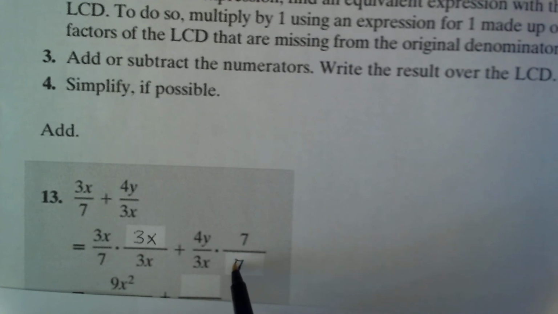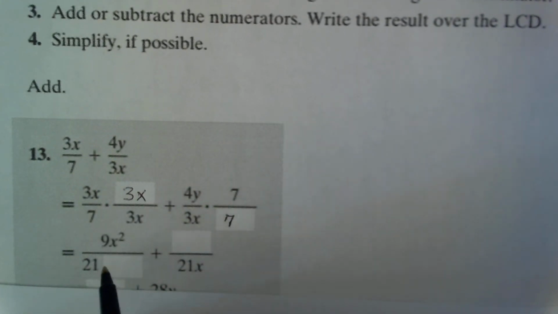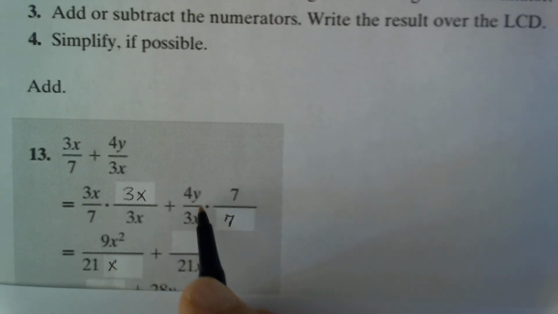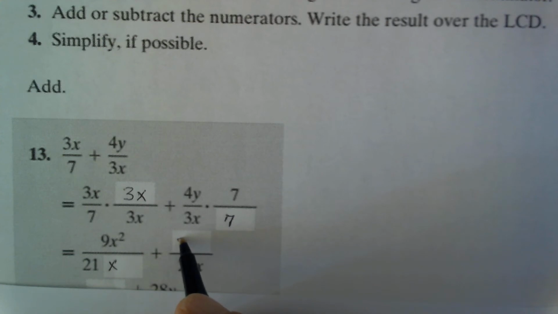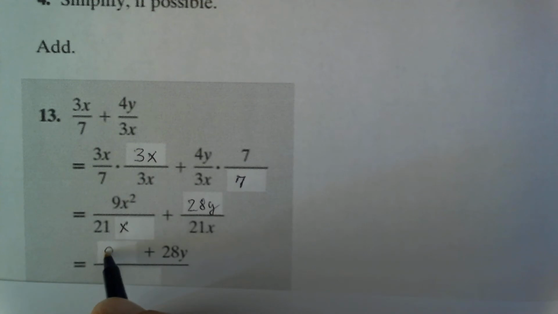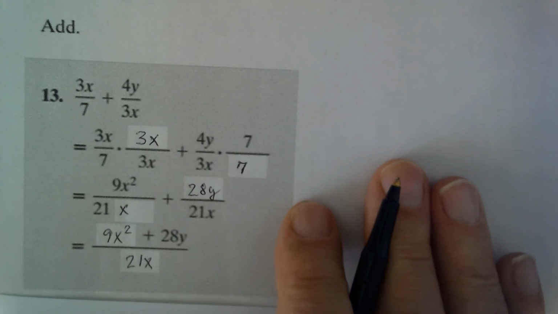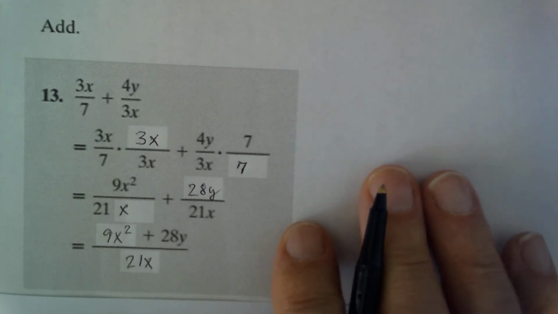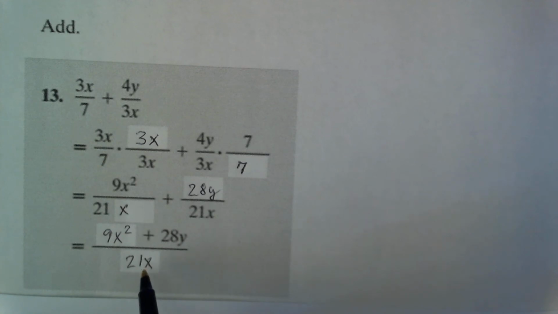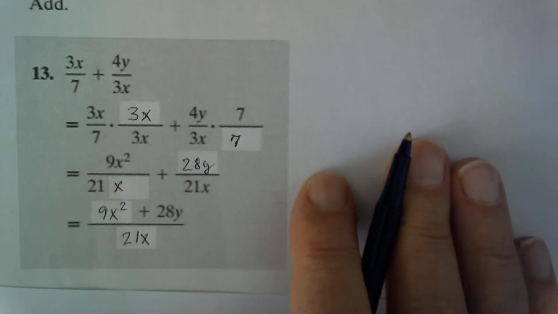And so then we get 3x times 3x, that is 9x squared, divided by 7 times 3x is 21x. And for the second expression, we have 4y times 7, that would be 28y, divided by 21x. And so then finally we have 9x squared plus 28y divided by 21x. And there's nothing to simplify here in this case. And so that is the final answer for number 13. So I hope this process was easy enough and simple enough to understand. And we'll look at something a little bit more complex in just a moment here.